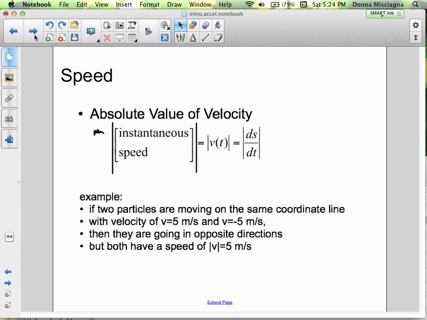So speed is just the absolute value of velocity. So if you take the instantaneous speed, the v of t, and take the absolute value, you have speed. So if two particles are moving on the same coordinate line with a velocity of v equals 5 meters per second and v equals negative 5 meters per second, then they are going in opposite directions, but both have a speed of 5 meters per second because we're taking the absolute value when we're looking at speed.